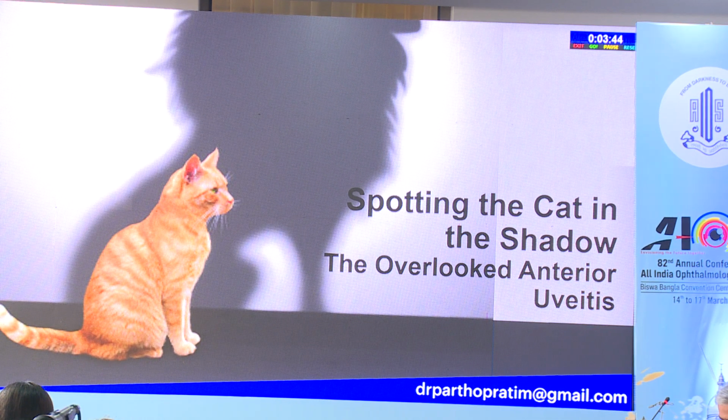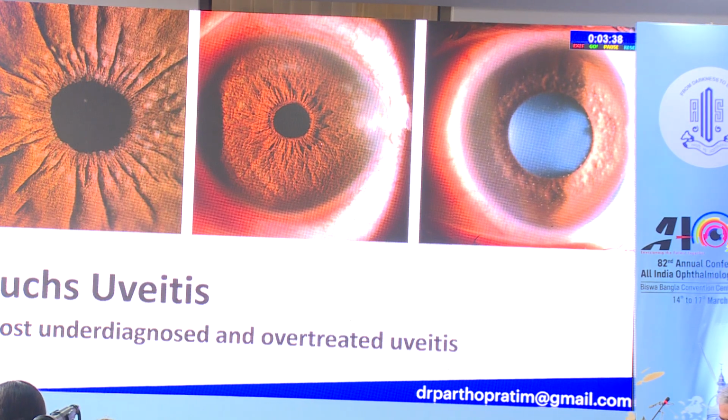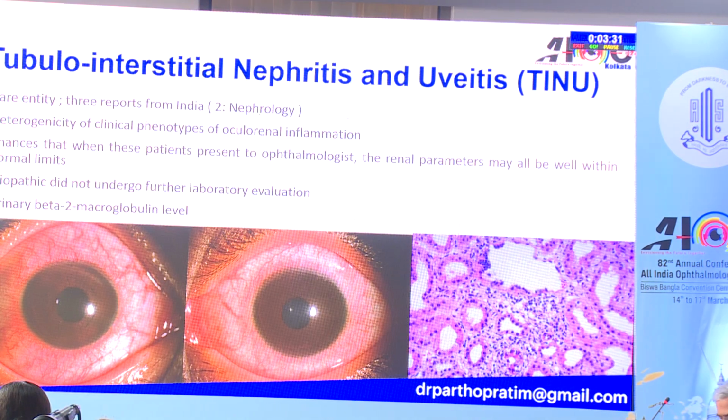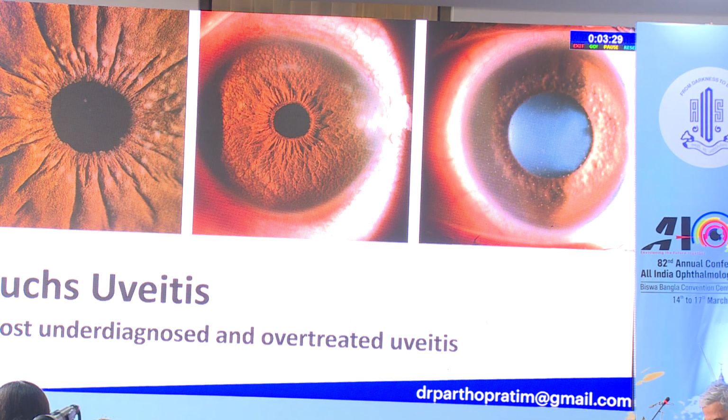So sometimes you need to spot the cat in the shadow, like sometimes we overlook the anterior uveitis. The classical example is Fuchs uveitis, one of the most underdiagnosed and overtreated cases of uveitis. So the diagnosis actually depends on whether you can see the loss of fine pattern of the iris.